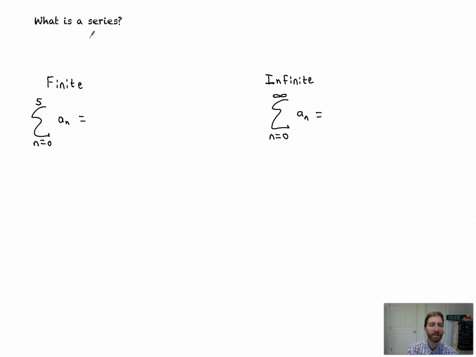So let's say that you had something like this. Let's say that you had 1, 2, 3, 4, 5, and then we stop there, and that's your sequence. That would be a sequence, right? So I'll just write here, sequence. And then what would make it a series? Very simply, taking those numbers and adding them together. That's it. 1 plus 2 plus 3 plus 4 plus 5.